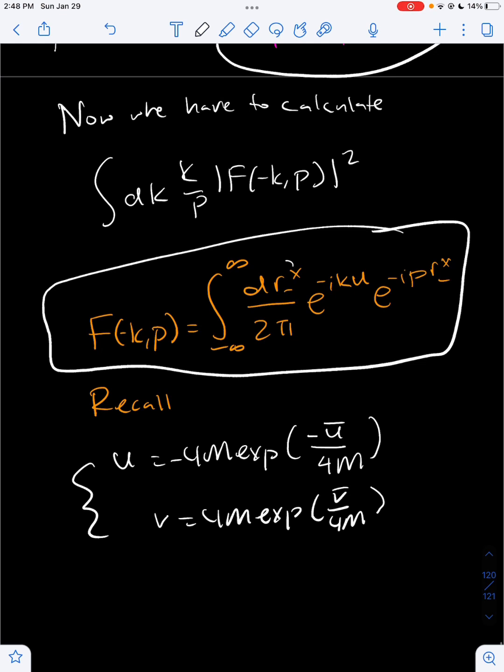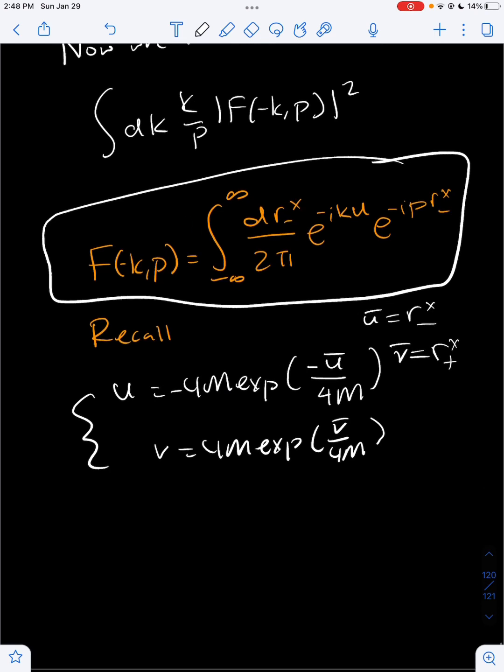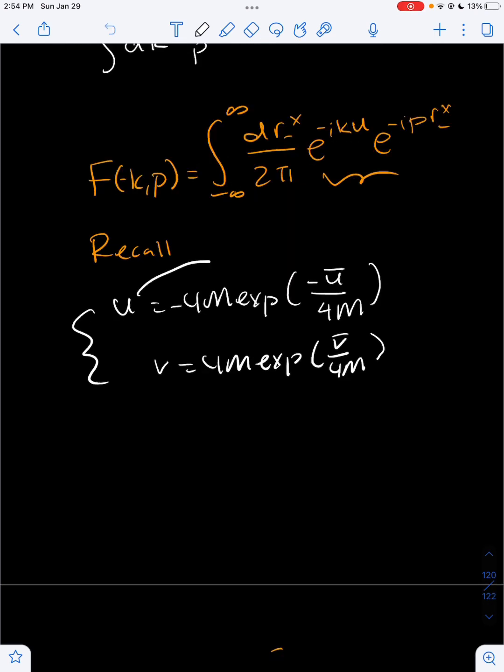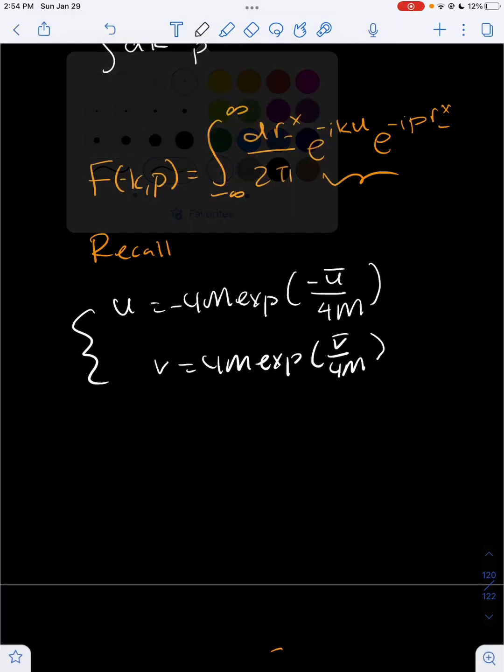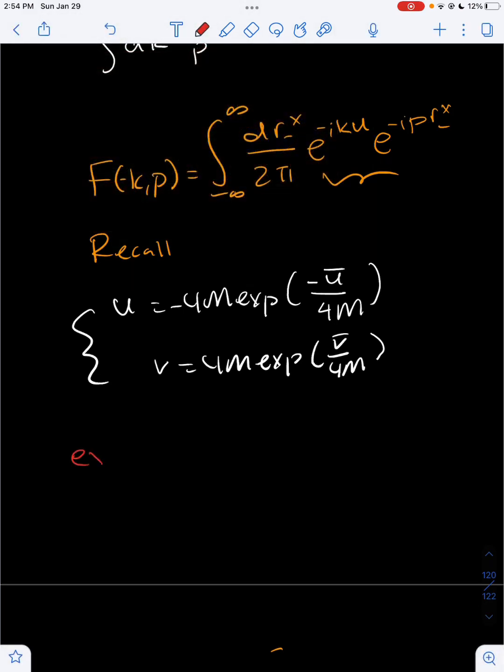So since the integral is over the tortoise coordinate, you have to convert the crucible coordinates to the tortoise coordinates, which is pretty simple to do. Note that again, u bar is the same as r asterisk minus, and then v bar is equal to r asterisk plus. So what we have to do here is to just plug in u right over here. So doing that, we are going to get exponential minus ik, and then we're just going to plug in our value for u written in terms of the tortoise coordinate.